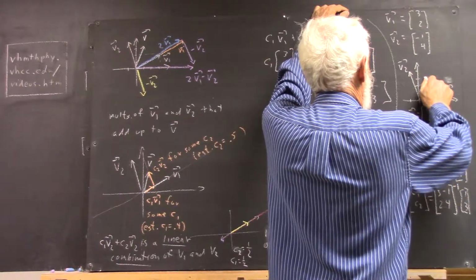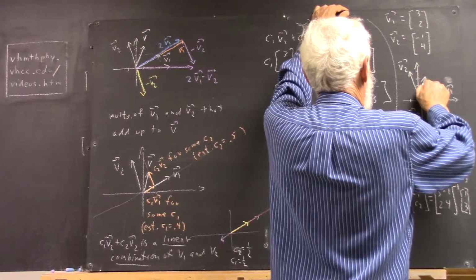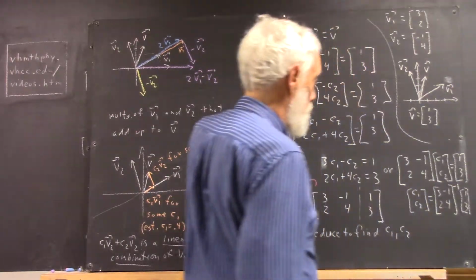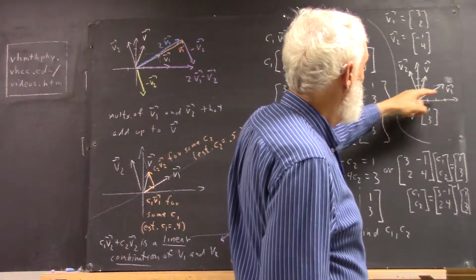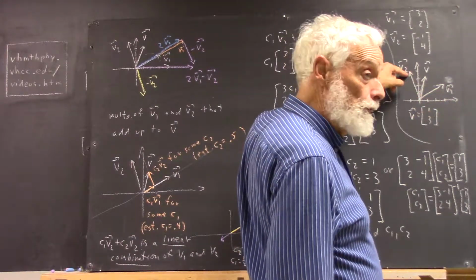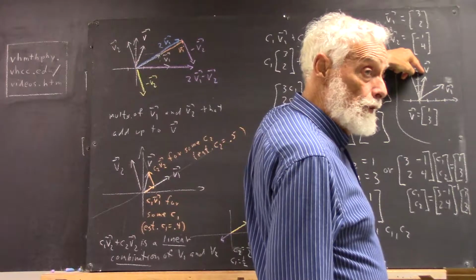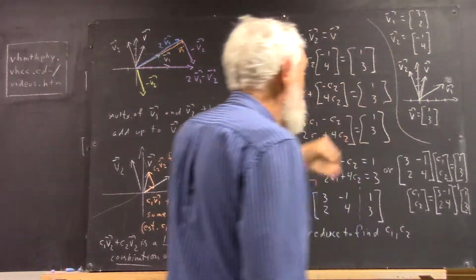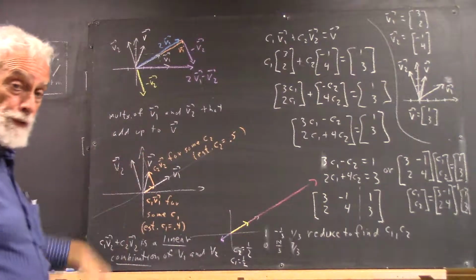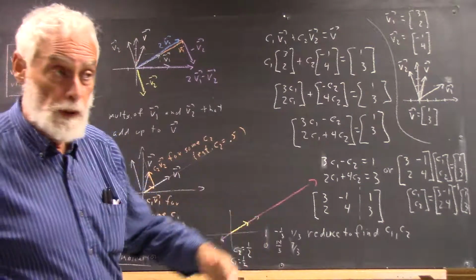So we could sketch that vector, and the ultimate question that we're aiming at is, is there a multiple of v1 which, when added to some multiple of v2, gives us the vector v? So the first few questions kind of warm us up for that. First of all, we're asked, where's the vector 2v1?